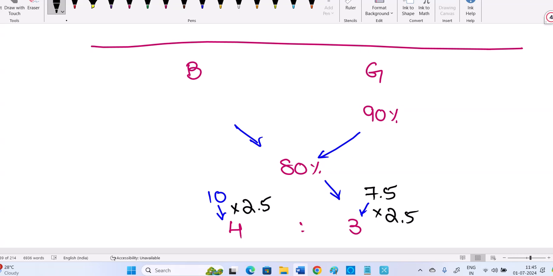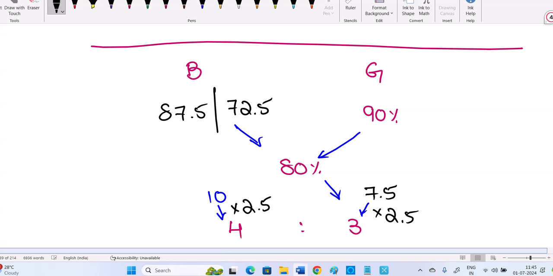Right, so here taking the difference 10, but I have 4. The link between 4 and 10 is into 2.5. Here 3 means I need 7.5, meaning the difference between these two is 7.5. Now two possibilities will come. One is 87.5, the other is 72.5. What is the difference between 87.5 and 80? 7.5, satisfied. The difference should be positive. The difference between 80 and 72.5 is also 7.5.